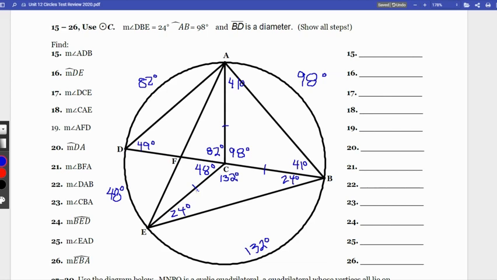I've got this big isosceles triangle here, triangle ACE, and I know that these two angles together are 130, 82 and 48. I believe that's 130. And so if I've got 130 degrees used up between these two angles, that means I've got 50 degrees left over for angle CEA and CAE. And so if those are a total of 50 degrees, each one must be 25. 25 degrees there and 25 degrees here.